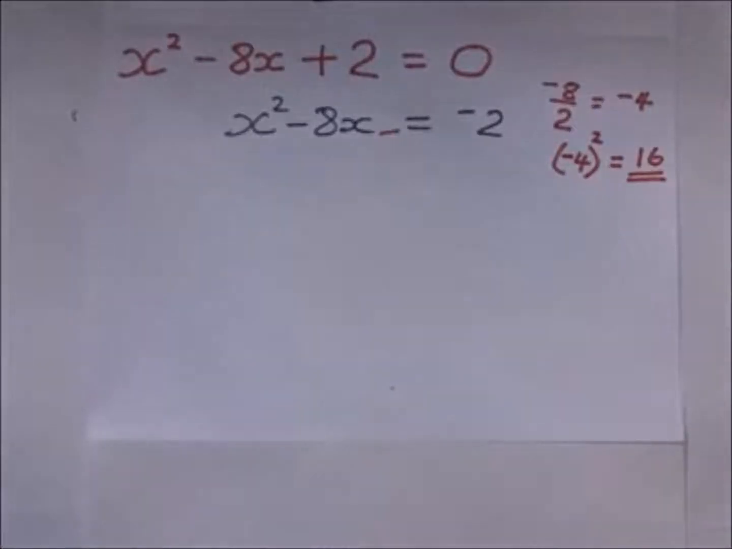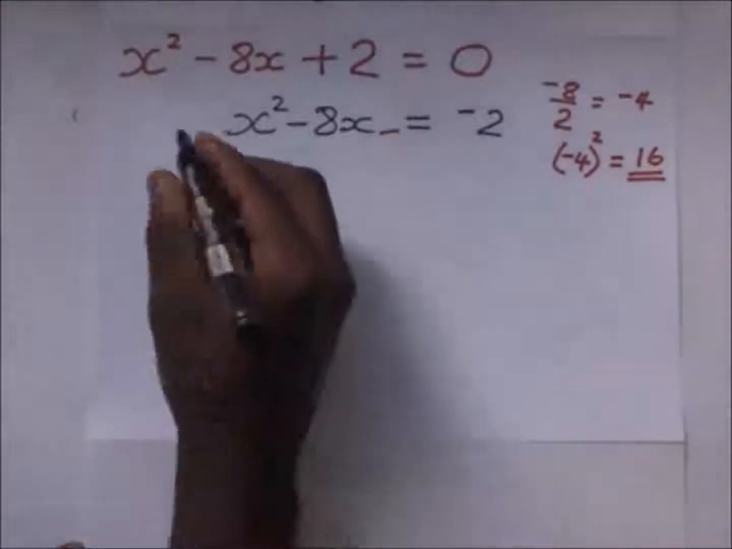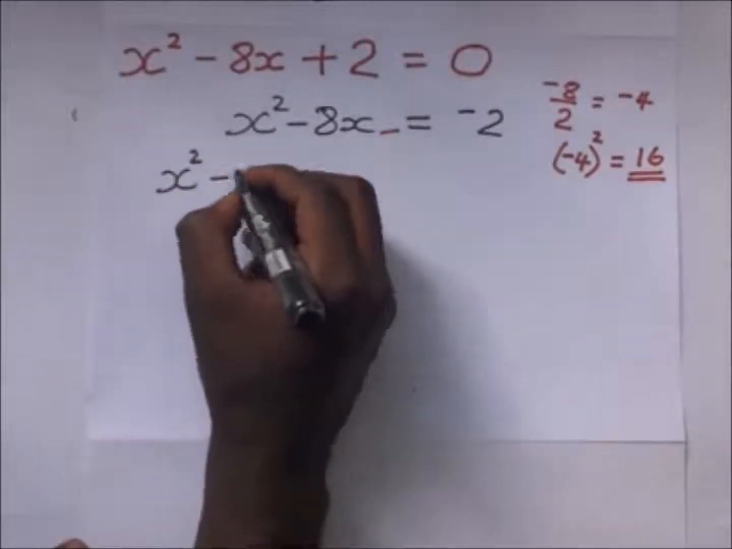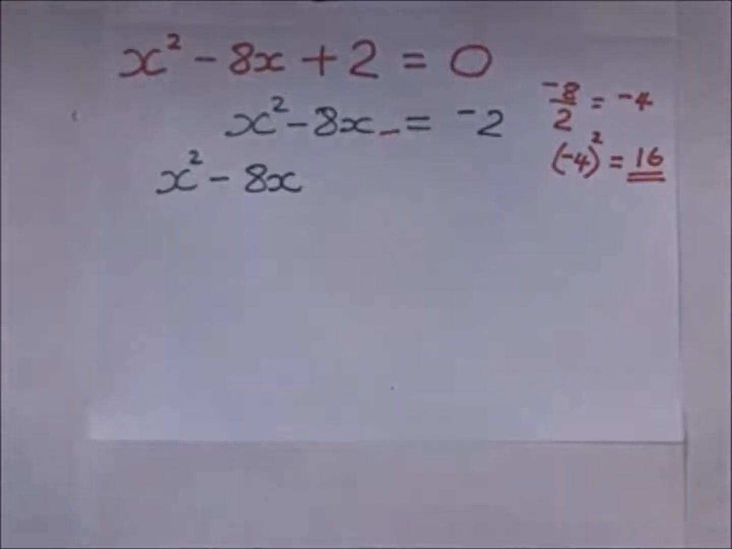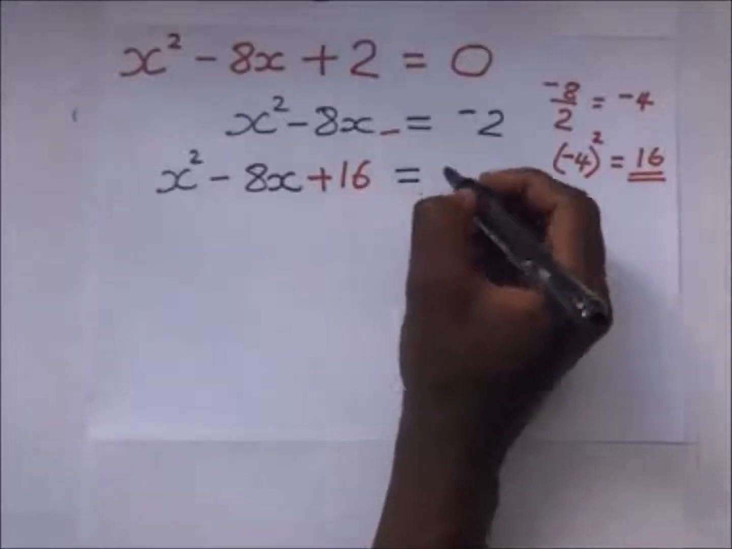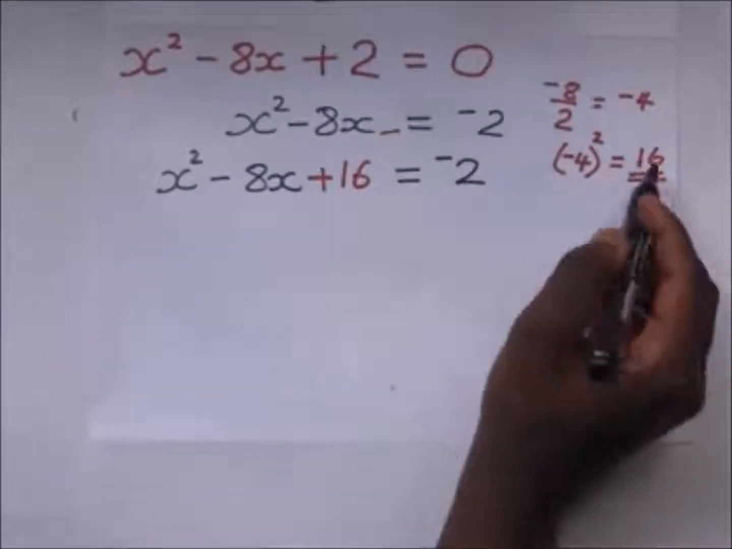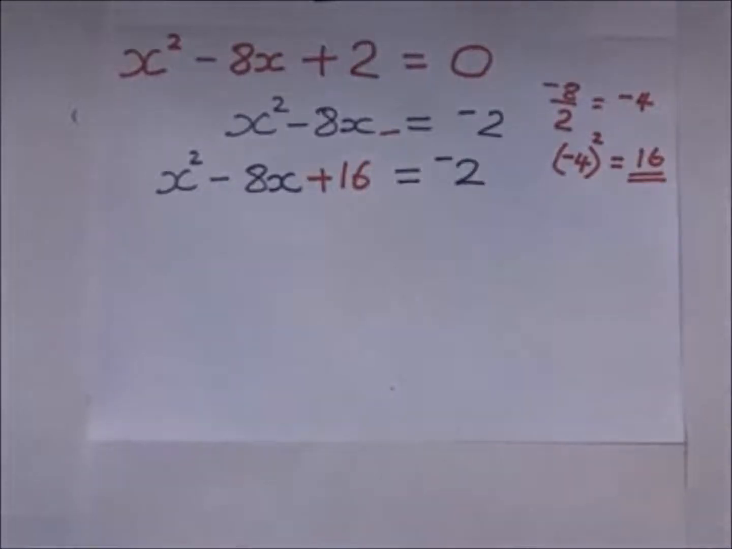So our next step is going to be x squared minus 8x. Then we shall add the 16 we got here. It is going to be equal to negative 2 plus that 16.